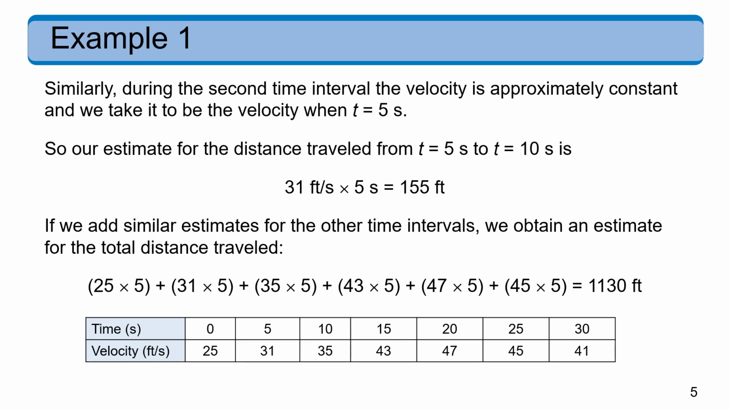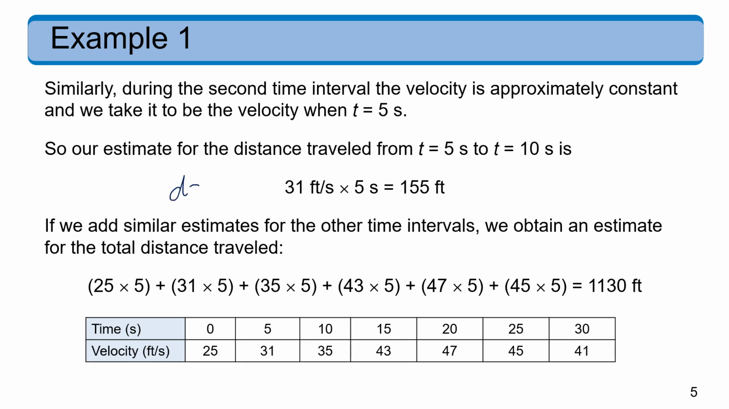So following in that same pattern, we've already estimated the distance covered during the first 5 seconds. So now we move to the second time interval from time 5 to 10 seconds and use a similar approach. So we're going to assume the velocity stays constant over that time range. In reality, the velocity changed from 31 to 35 feet per second, and we're going to just take the starting velocity of 31 feet per second and assume it stays at 31 the whole 5 seconds. So again, we can use the same formula.